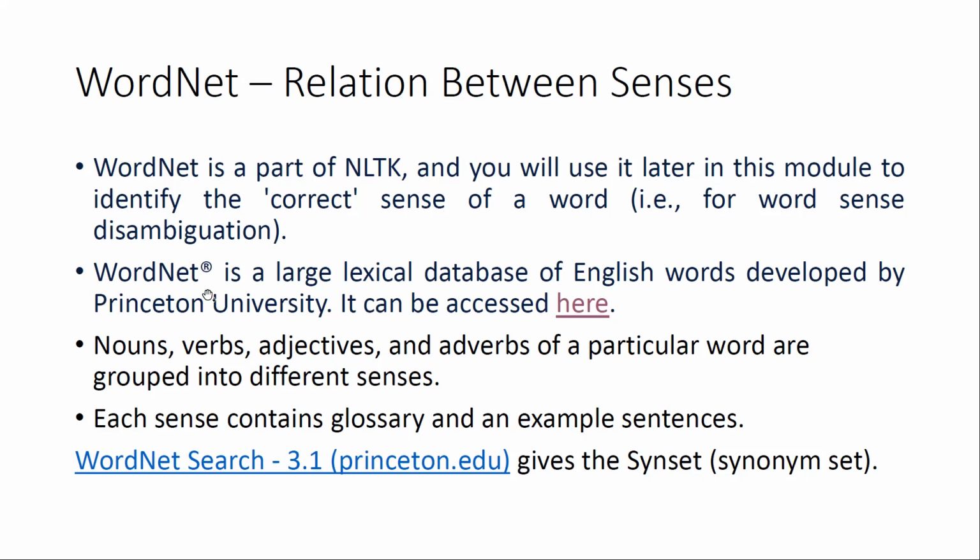So we will be using this for the word sense disambiguation that I discussed in the initial slide. WordNet is a large lexical database of English words developed by Princeton University. It can be accessed on the website wordnet.princeton.edu. Nouns, verbs, adjectives, all of those are available. Now let's go to this website and look at how things work.